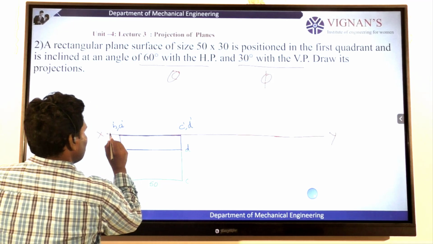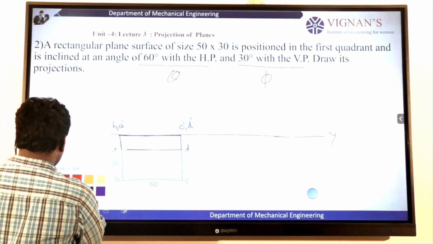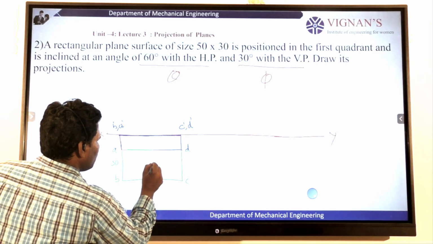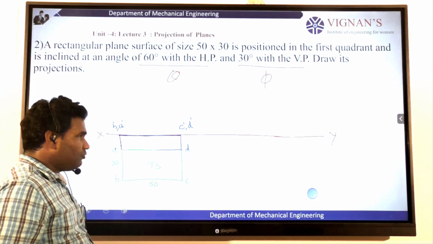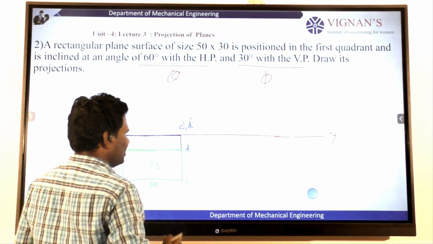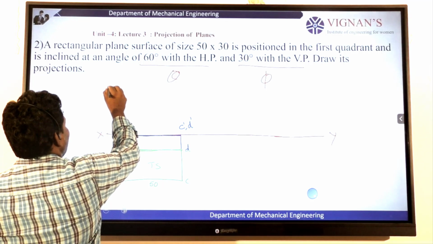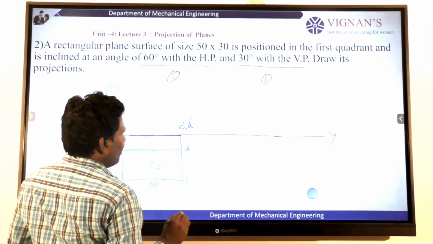This is the front view and this is the top view. This top view is the true shape and size. Okay, this is about the first step. Now we will move to the second step.